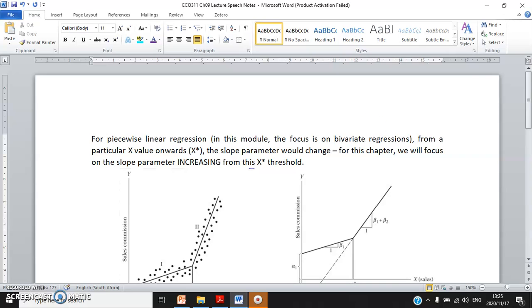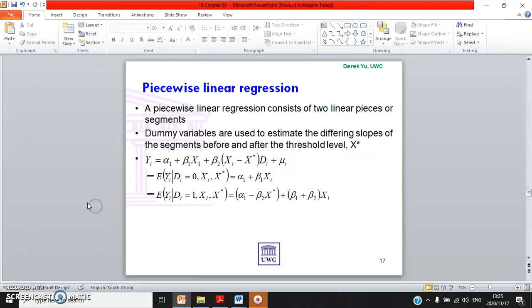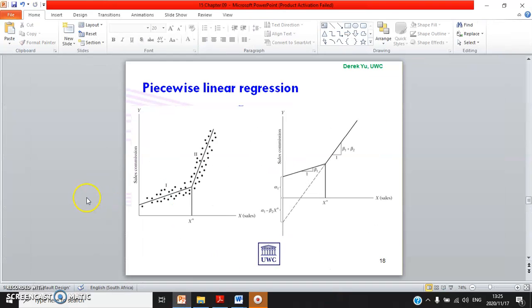And then for the last part, the piecewise linear regression model. So you suspect that from a particular x value onwards, we call it x asterisk, there is a change of the slope parameter. For this module, we focus on the slope becoming steeper from x threshold. So you are going to have an abrupt change of the slope parameter. You have to derive the regression equation, and then you have to do a graphical sketch.